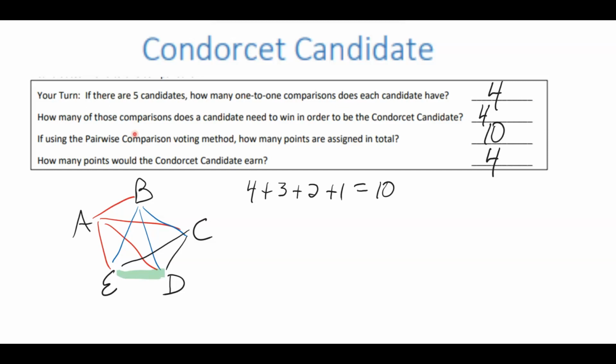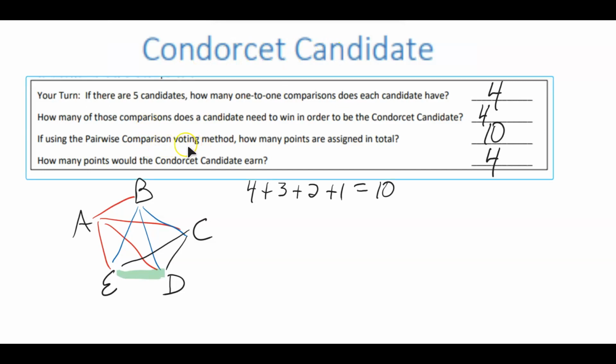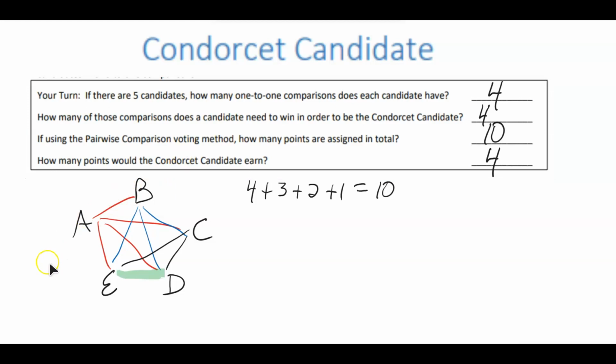However, the pairwise comparison method can be won by someone that's not the Condorcet candidate, because that's just whoever had the most of these 10 points to give out. All right, I hope this makes sense. The Condorcet candidate and the pairwise comparison method are very closely related. Okay, great.